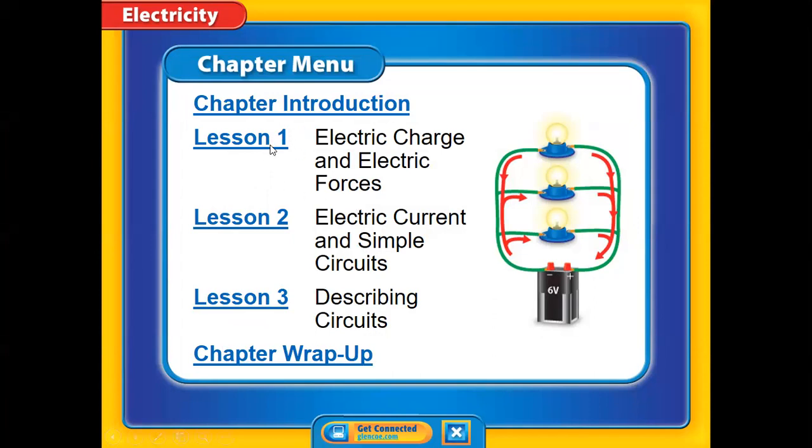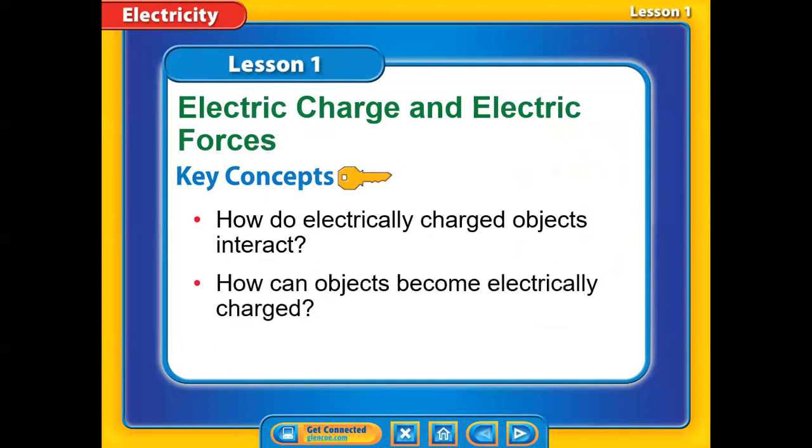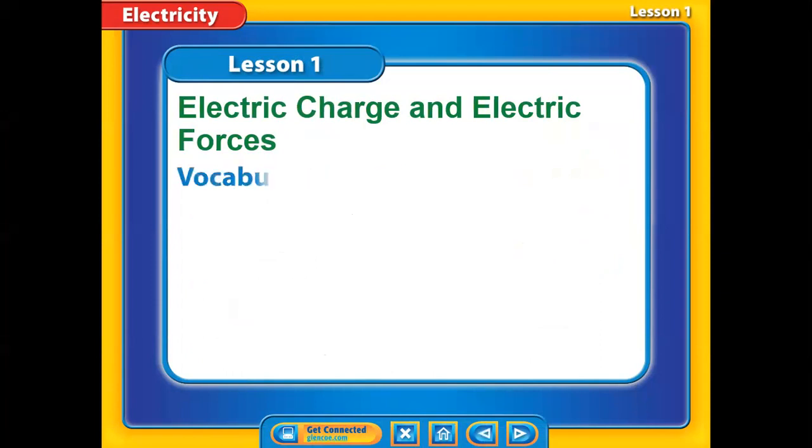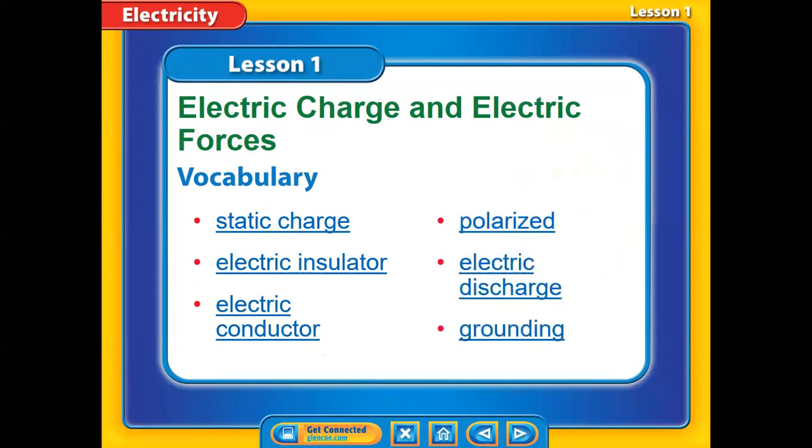and electric forces. By the end of this lesson, we should be able to answer the following questions: how do electrically charged objects interact? How can objects become electrically charged? And finally, what is electric discharge? The new vocabulary which we're going to learn is static charge, electric insulator, electric conductor, polarized, and electric discharge. So let's start here, guys.